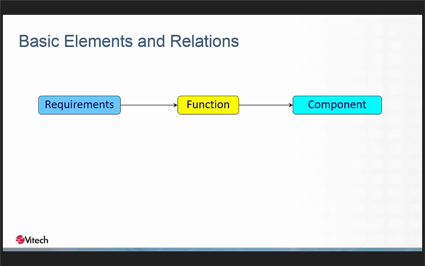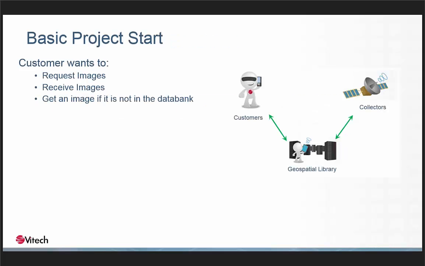Again, what I want to focus on is not the relations, but let the model do those relations for us. Let's think about the requirements we have, the functions we have, and then look at how those functions would be allocated to some components. So in order to do this, we're going to start with a very basic model. So let's start with a basic understanding of something that a customer might need, and let's work from that point out into doing the actual design.